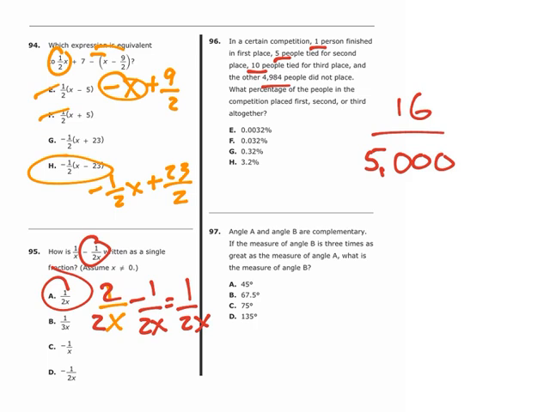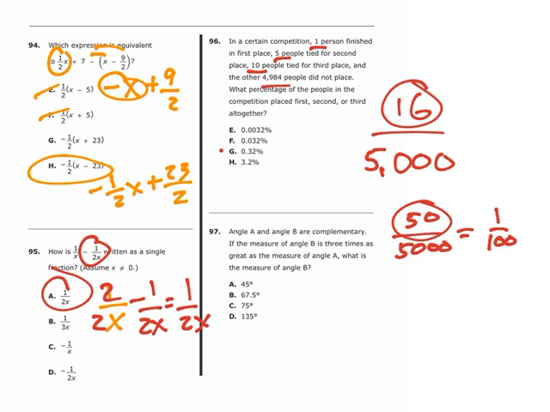Well, we could use scale to some extent, right? In other words, 50 divided by 5,000 is going to be 1%. 16 is about a third of 50, a little bit less. So we'd expect about a third of a percent. That looks like G to me.